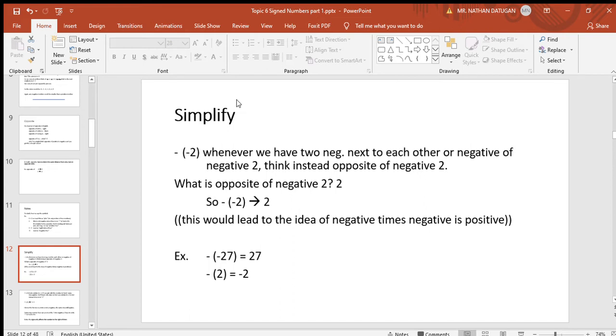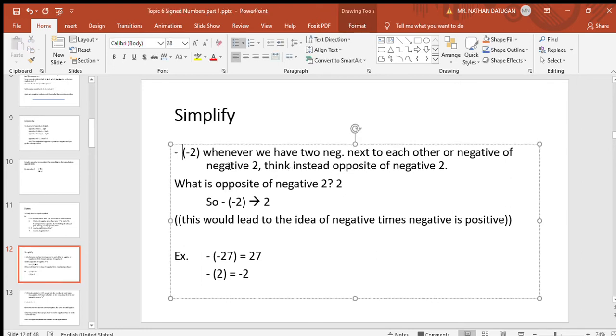Now let's start simplifying signed numbers. So we have a negative of -2. When we have negative and negative next to each other, instead of thinking of it as negative -2, think instead of what's the opposite of -2. So what's the opposite of -2? Well, it's +2. So that means negative of -2 is +2.